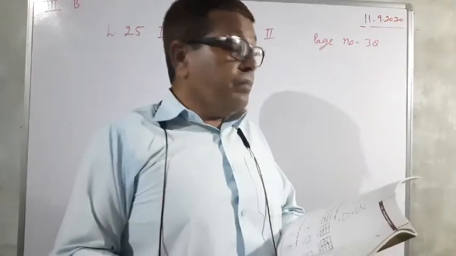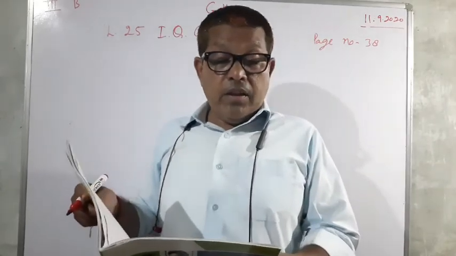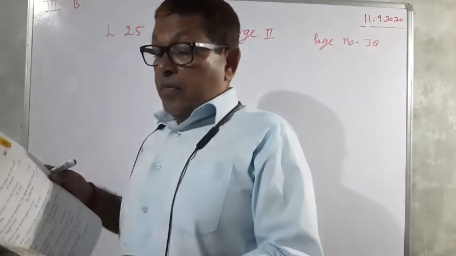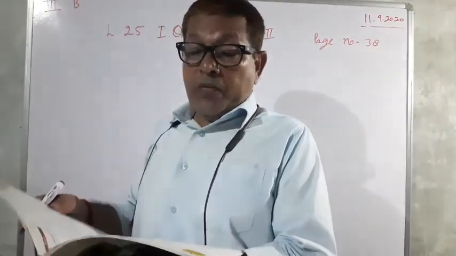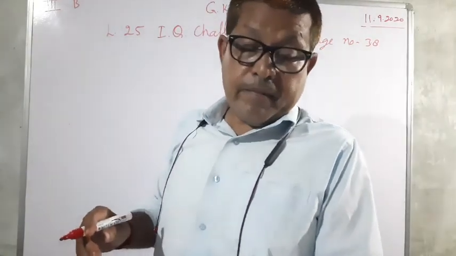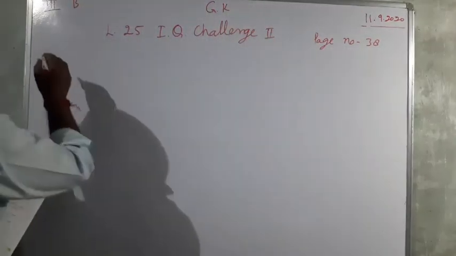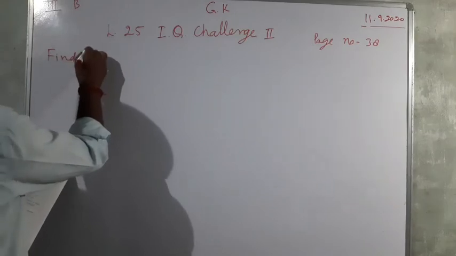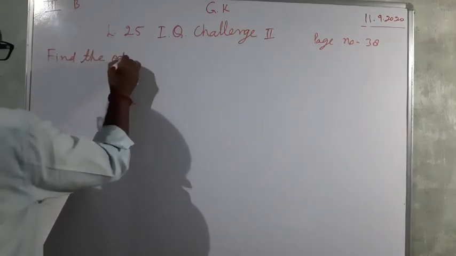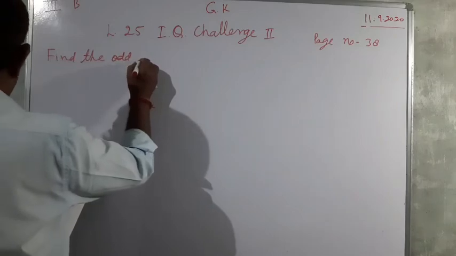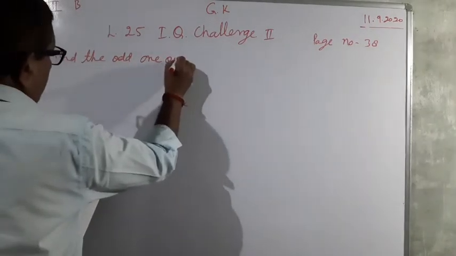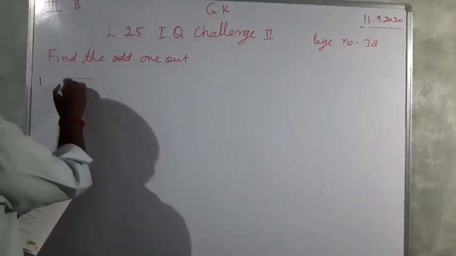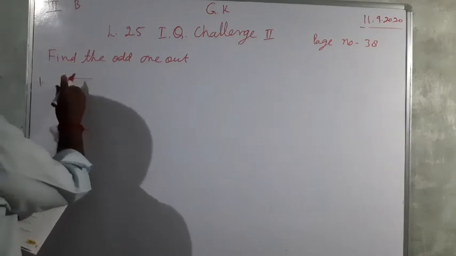Now first question you see, find the odd one out. Four diagrams are given. You have to find which is different. So first you see four diagrams are given here. Four squares are there.